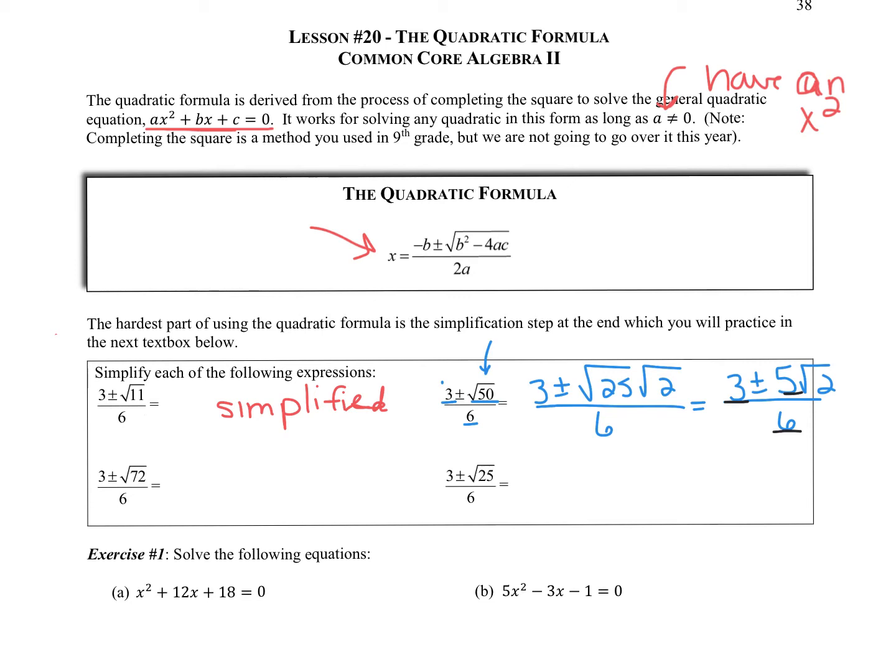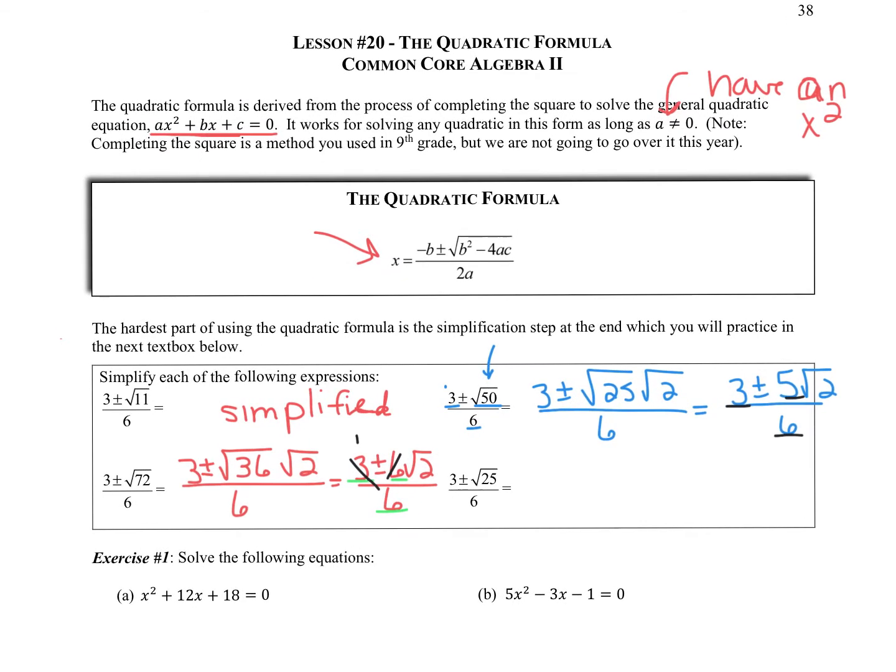So moving on to our next one, now we have a 72. 72 is kind of a tricky one because it has 4 and 9 that go into it, but 4 times 9 is 36. That's the biggest perfect square. So I want to break it up into 36 and 2. So when I simplify this one, I get 3 plus or minus 6 radical 2 over 6. Looking at those 3 numbers, they all have a common factor of 3, so I can simplify this. And I do that by dividing each of those 3 by the common factor of 3. So 3 divided by 3 is 1, 6 divided by 3 is 2.